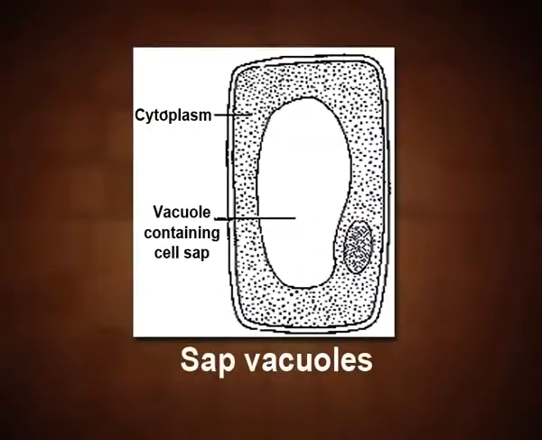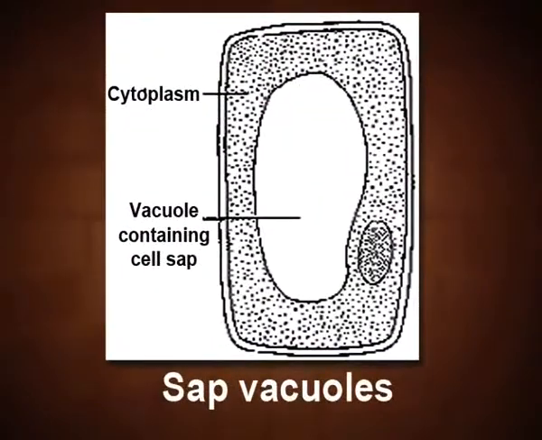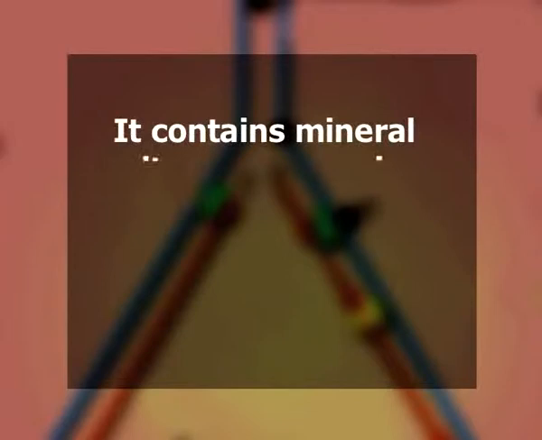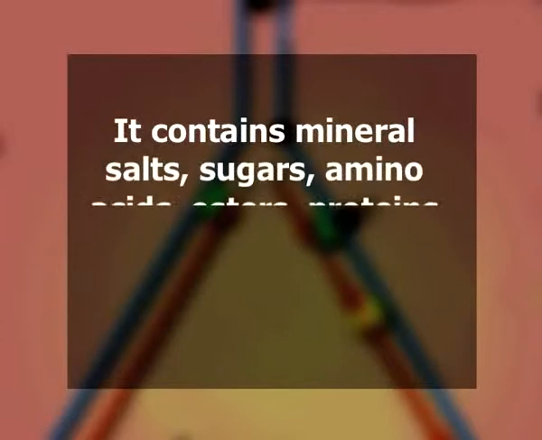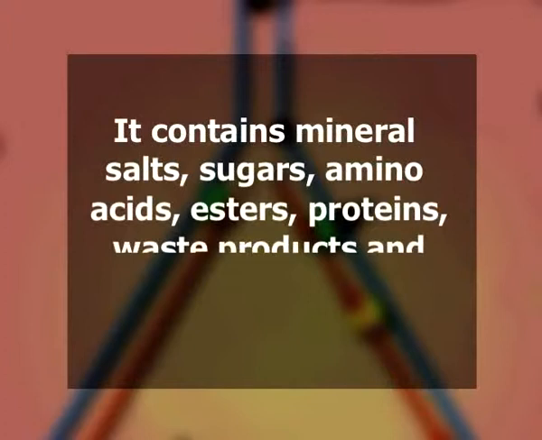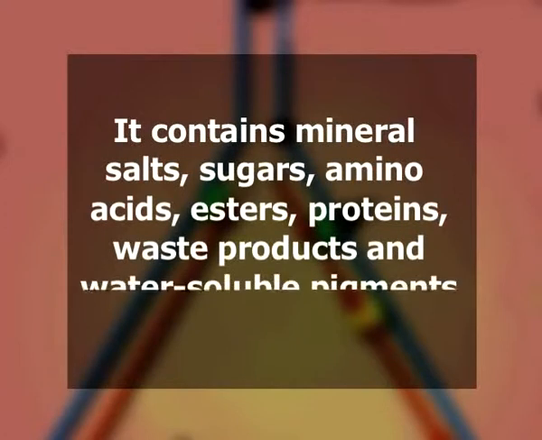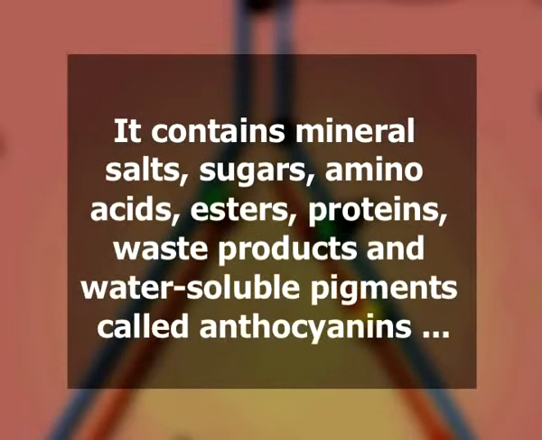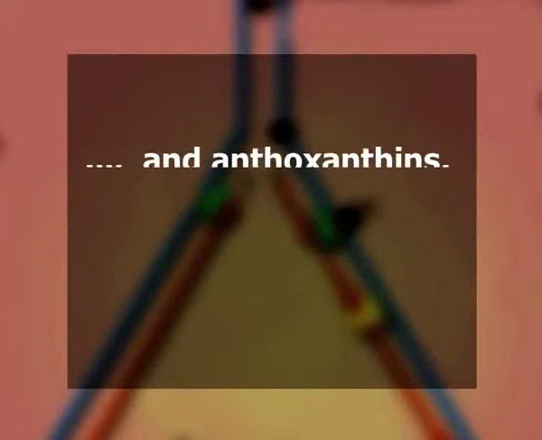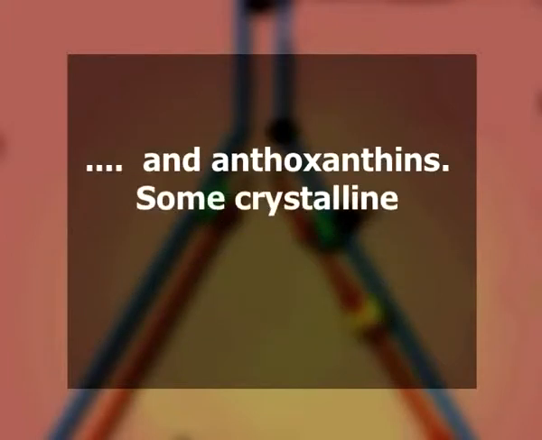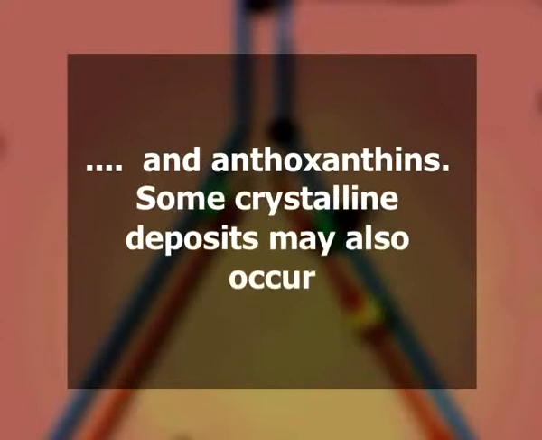This is a device to facilitate rapid exchange between cytoplasm and the surrounding environment. The fluid present in the sap vacuole is often called sap or vacuolar sap. It contains mineral salts, sugars, amino acids, esters, proteins, waste products and water-soluble pigments called anthocyanins and anthoxanthins. Some crystalline deposits may also occur.